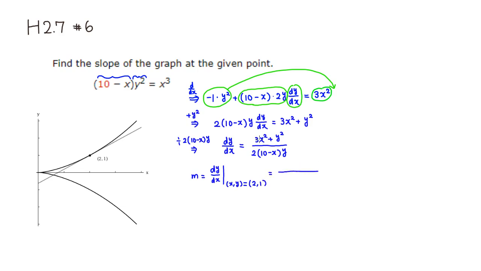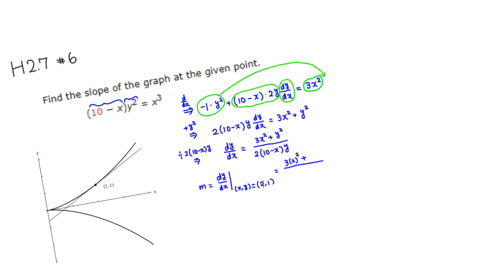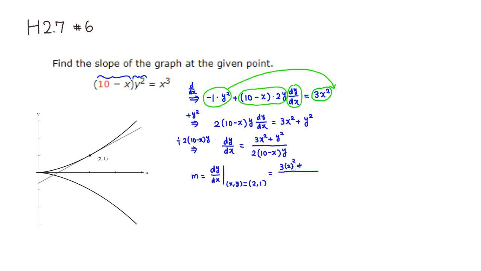We have 3x squared, so 3 times, x is 2, so 2 squared, plus y is 1, so 1 squared. Sorry about that. Then you have 2 times 10 minus, x is 2, so I'm going to put 2 here, then multiply by y, which is 1. If you simplify that, 3 times 2 squared is 4, so 12 plus 1, so you're going to have 13 on top. Then 10 minus 2 is 8, times 1, times 2 is 16. So the slope came out to be 13 over 16.